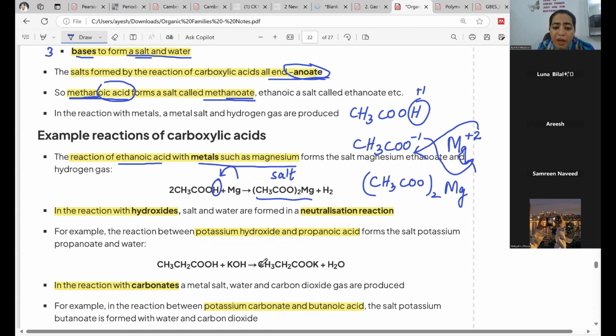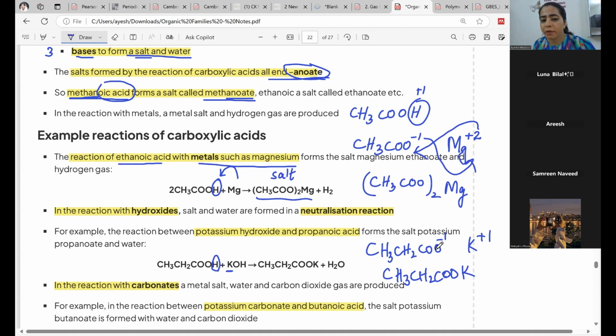But if you have a group 1 metal, in this example, this hydrogen has to be replaced with potassium, let's say. So CH3CH2COO negative. Potassium is from group 1, it has +1 charge. Now both are 1 and 1, nothing will come outside the bracket, so it will just combine together and that's it. So the formula will be CH3CH2COOK.